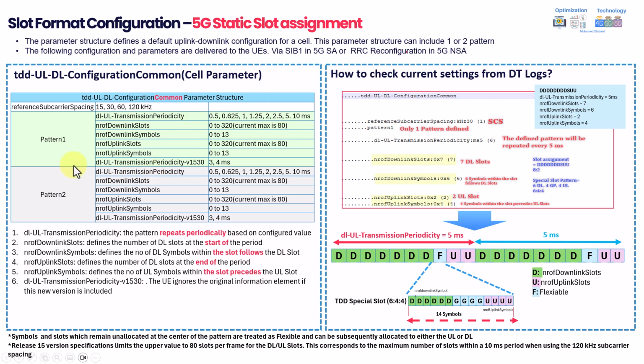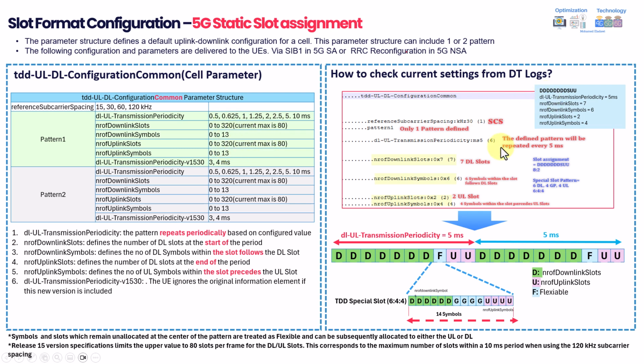So actually, if you look into this table on the left, these are just the parameters which are mainly used whenever you're going to allocate the resources. But usually the operator or the vendors will give you the values directly. For example, here you have the transmission periodicity, downlink slots, downlink symbols. You are not giving a fixed configuration for each and every single parameter. It's not like that. Usually the operator will give you the final figure.